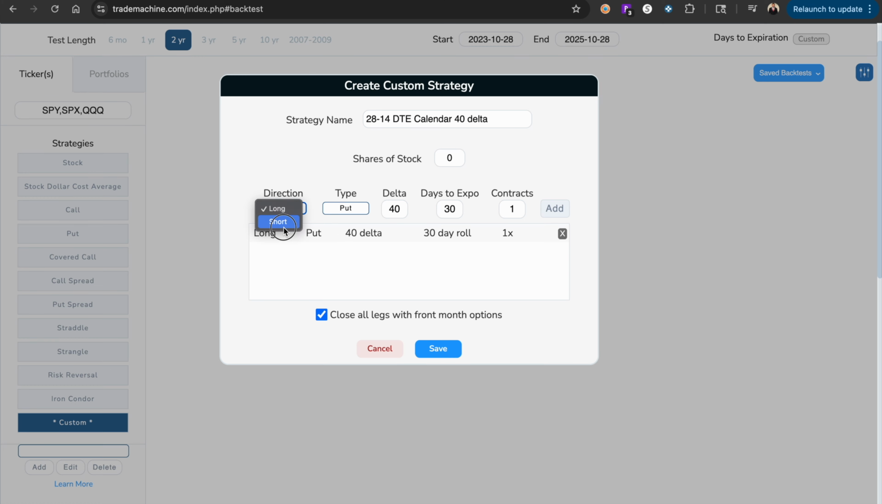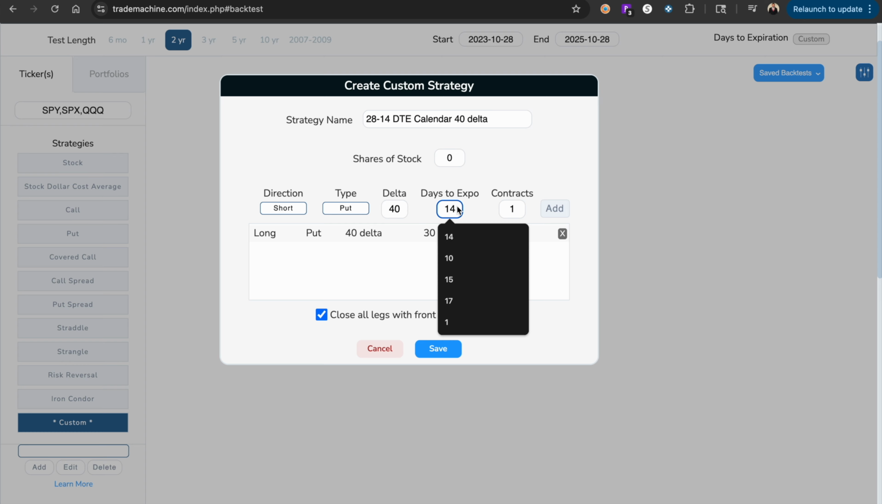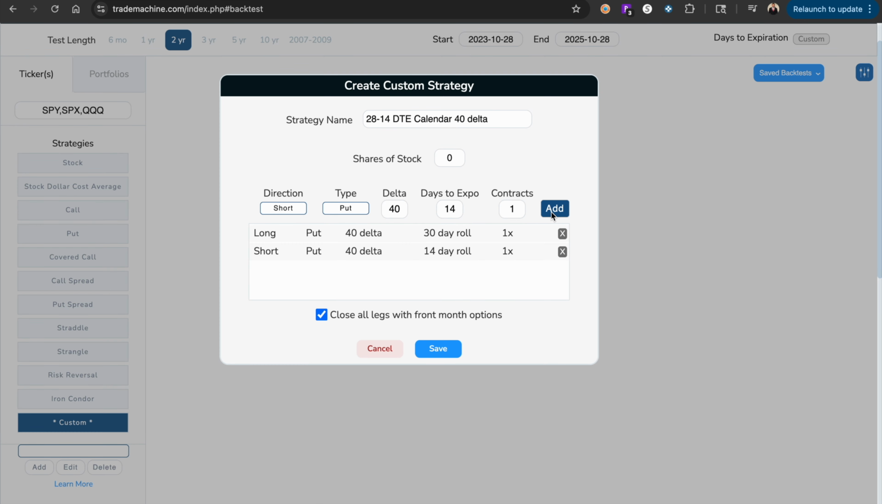Now let's construct the short side. A calendar is going to have the same strike, but at a different expiration date. So we're going to select the 14-day expiration date. And then we're going to close all legs with front month options, meaning when the 14-day put expires, the whole trade gets closed out. So we're going to hit save.